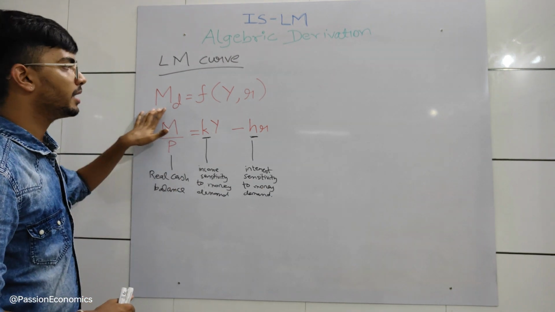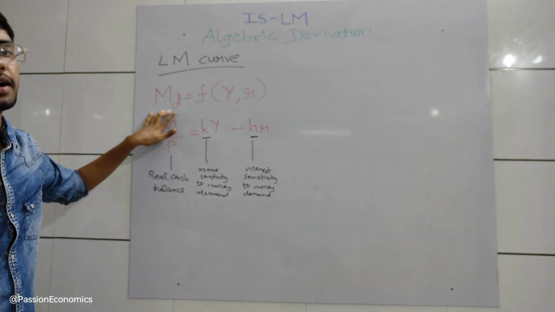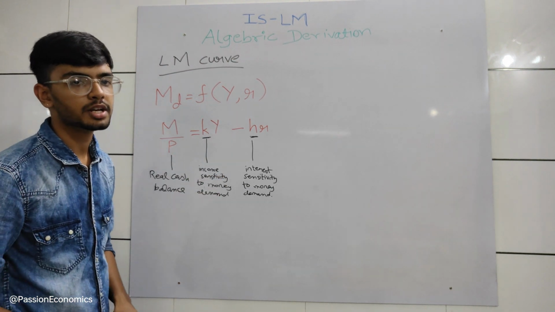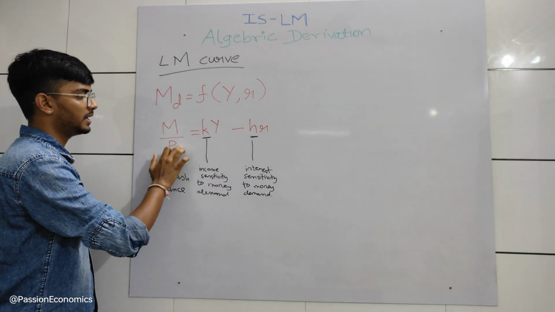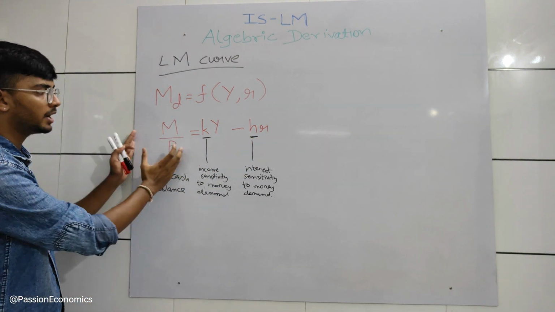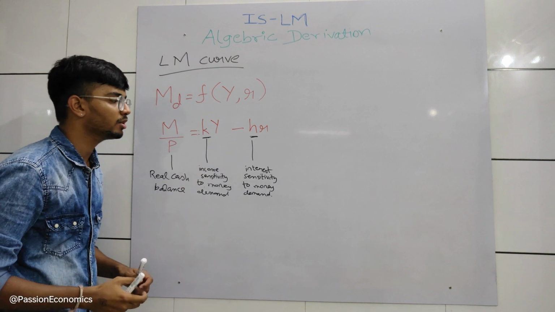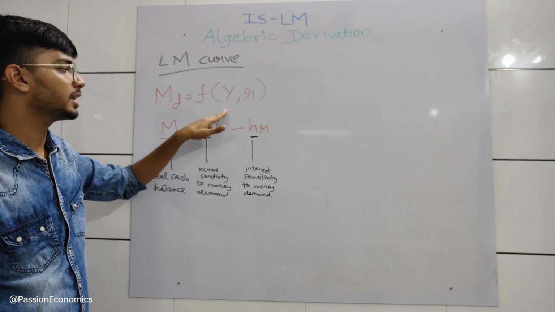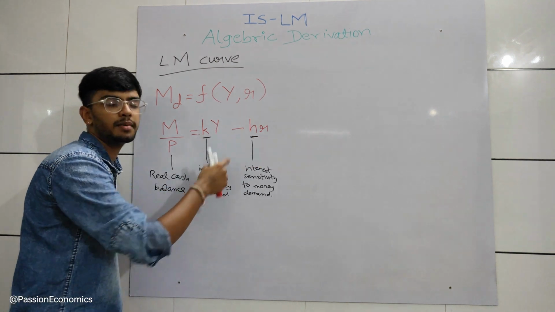So we know that money demand is a function of income and interest rate. We have seen earlier that income is positively related with money demand and interest rate is negatively related with money demand. For income we have seen the transactionary and precautionary motive, and for interest rate we have seen the speculative motive. Now the equation M upon P equals kY minus hr shows that the demand for real cash balance, this is money demand, is equal to kY minus hr. The kY is positive because the relation of demand for money and income is positive, and the minus hr shows that the relation of interest rate with money demand is negative.